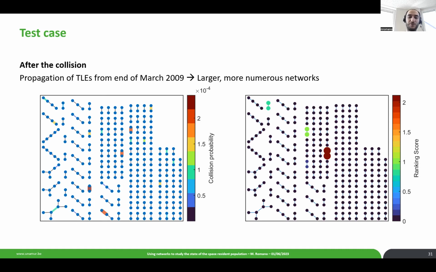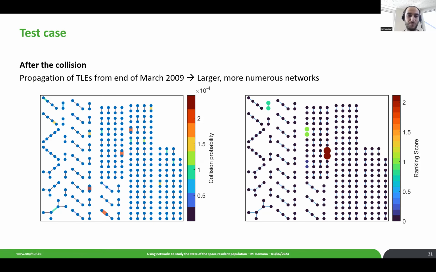If we instead look at the state almost 2 months after, we can see that the situation has changed dramatically. The collision probability is higher. There are way more conjunctions, way more components. The components are larger, and collision probability is higher. The ranking score is higher, and we can actually represent it.